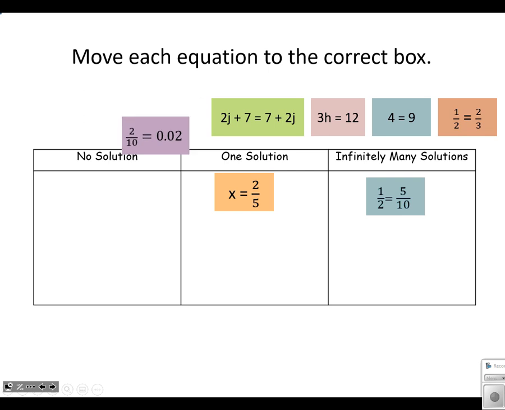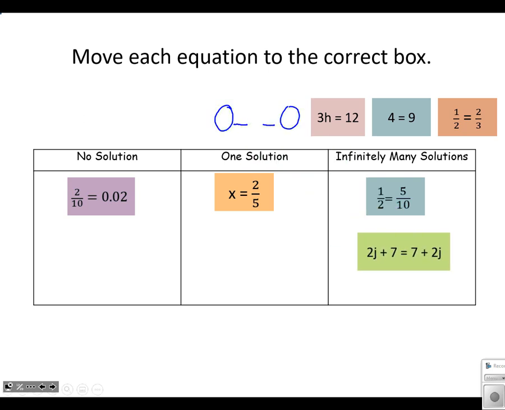Not true. No solution. Okay, I get to this point, 2j plus 7 and 7 plus 2j. Notice, I have the same variable term on both sides and the same constant, both positive 7. So what does that tell me? Infinitely many solutions is correct. Okay, this one, 3h equals 12.